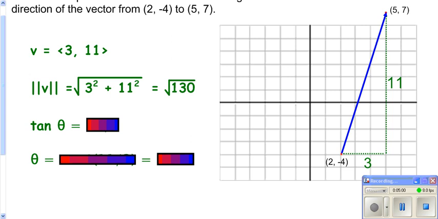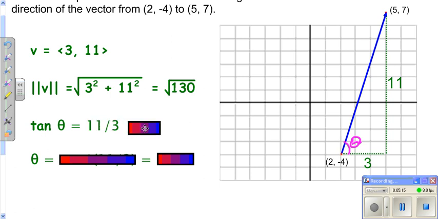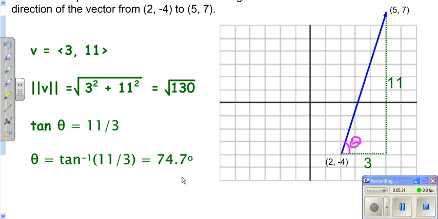Now, the next thing you want to do is find the angle. The angle we're referring to here is basically this angle. Well, you know your opposite side of 11, your adjacent side of 3, so you'll go tangent of your angle equals opposite over adjacent, 11 over 3. To get your theta by itself, you got to get rid of the tangent, and then you type it into your calculator and you get approximately 74.7 degrees.